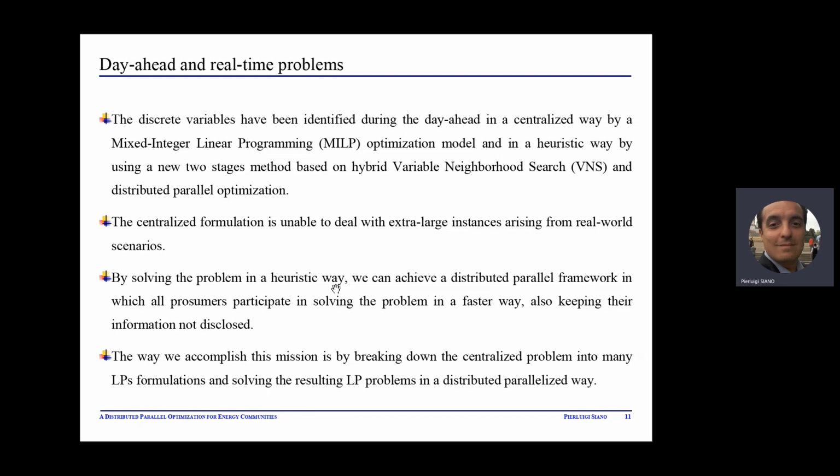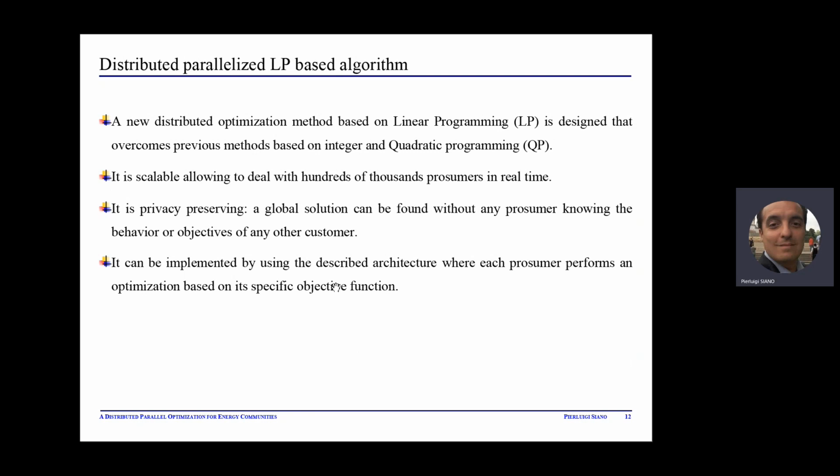The way we accomplish this mission is by breaking down the centralized problem into many linear programming formulations and solving the resulting linear programming problems in a distributed parallelized way. A new distributed optimization method based on linear programming has been designed that overcomes previous methods based on integer and quadratic programming. The proposed method is scalable, allowing it to deal with hundreds of thousands of prosumers in real time.